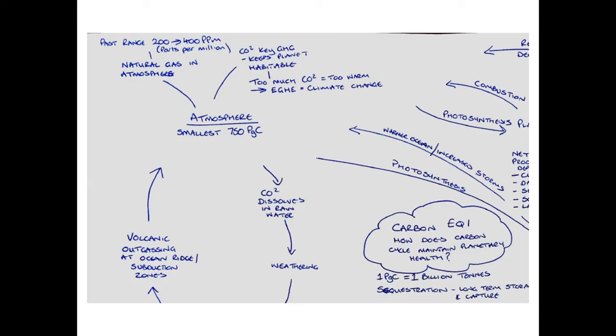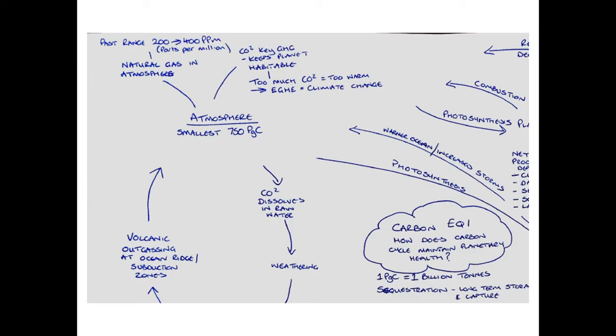But it's important to remember that carbon is a natural gas within the atmosphere. It's always been there. And carbon dioxide is a very important greenhouse gas. It keeps the planet habitable. Without the greenhouse effect, the planet would be too cold for any sort of life.